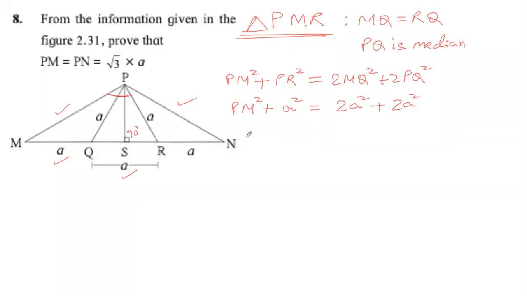Now, if we take all the terms with the variable to one side and keep PM on the other side, our PM square will be equal to 2A square plus 2A square is 4A square. And when this A square comes here, it will be minus A square. So 4 minus 1 is 3A square. Now, if we take square root on both sides, we will get PM equals square root of 3A square, which is equal to root 3 A. आ गया.